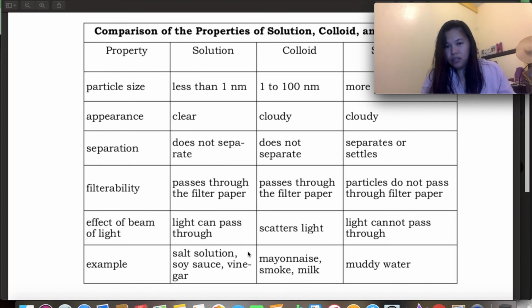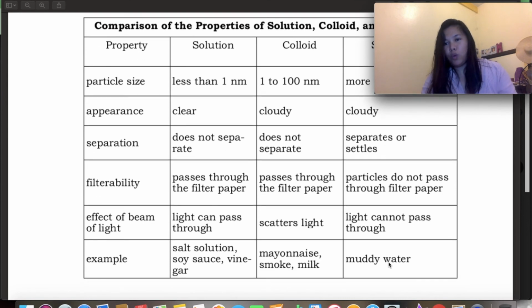So, ito na yung mga inano natin kanina, homogeneous and heterogeneous. Okay, sa colloids, the examples of colloids are mayonnaise, smoke, and milk. Kasi, halata yung tatlo is very cloudy, does not separate. Then, the suspension is the muddy water. Okay, yung maputik. That's an example of suspension or any medicine. May mga ganun suspension sa medicine.